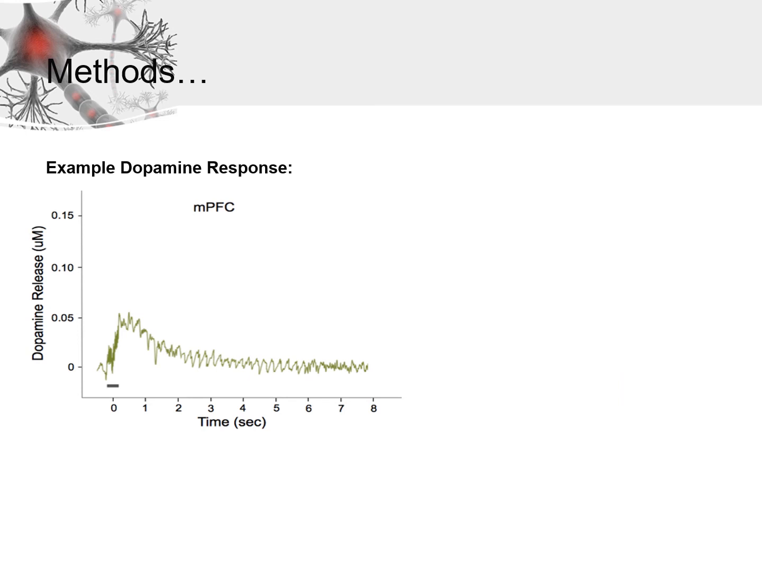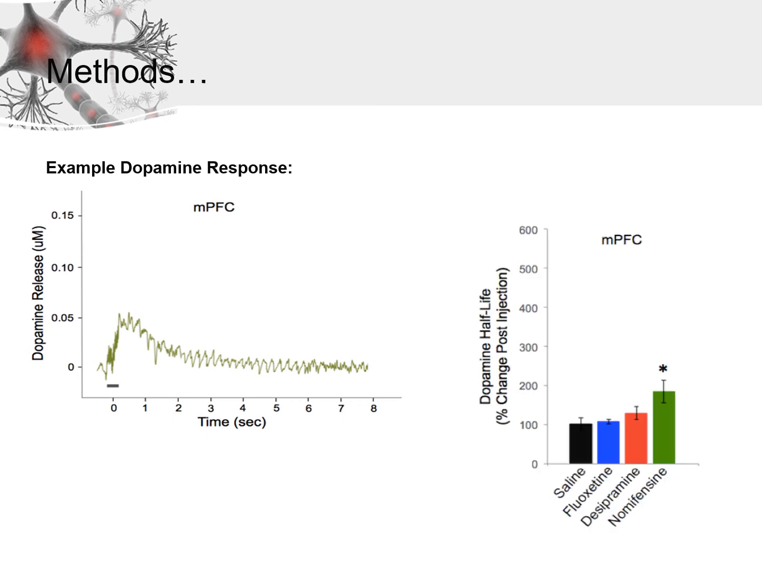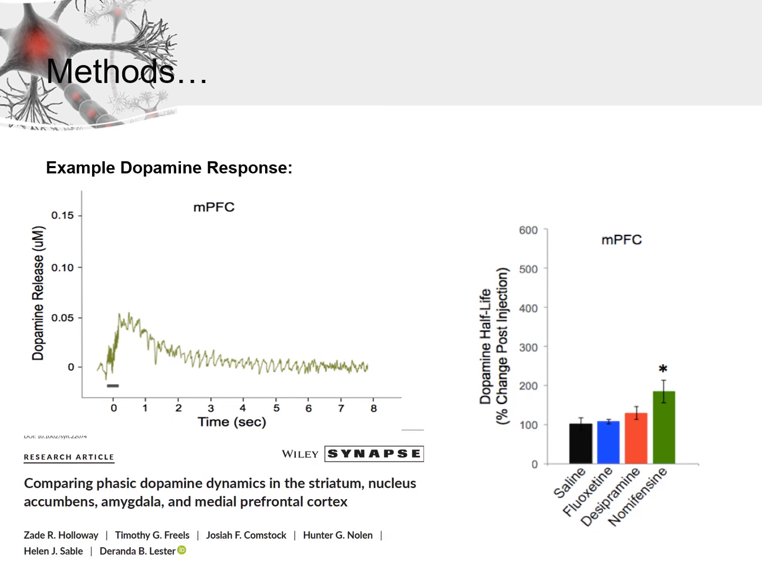Shown here is the response we expect to see after each short stimulation, with dopamine spiking just after the initial stimulation before tapering off again. We also see an example of data of the effects of nomifensine on percent change in half-life. This data comes from the following article that was published from Dr. Lester's lab.